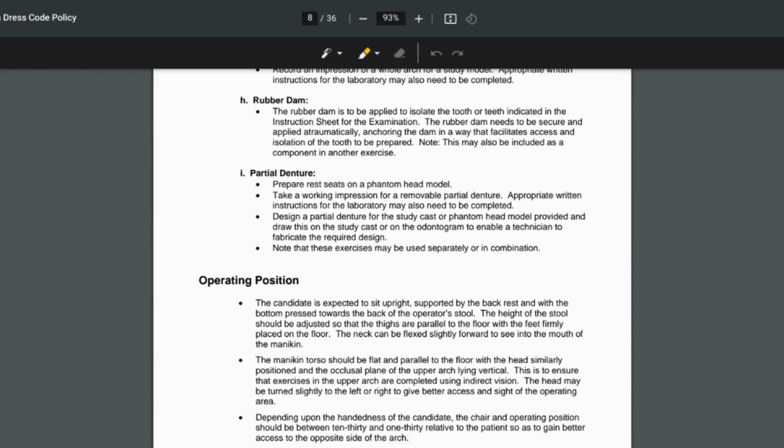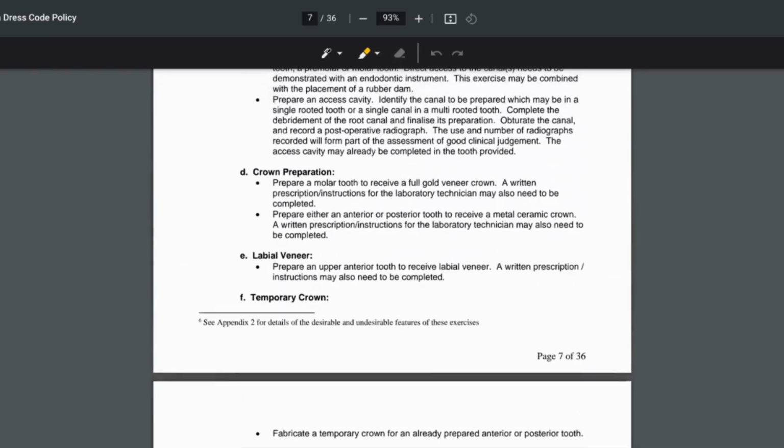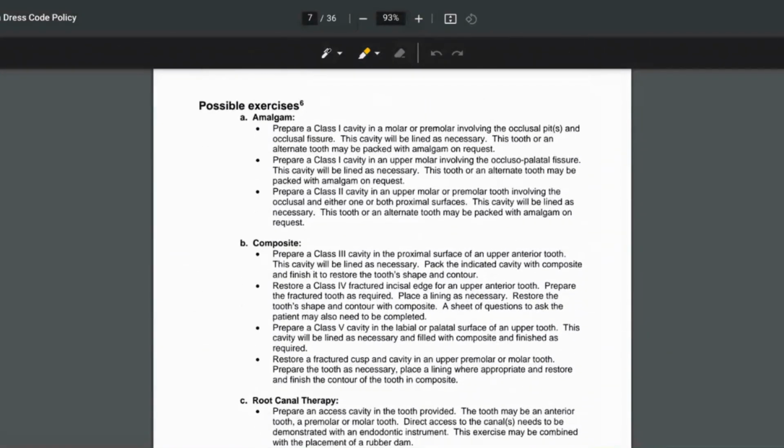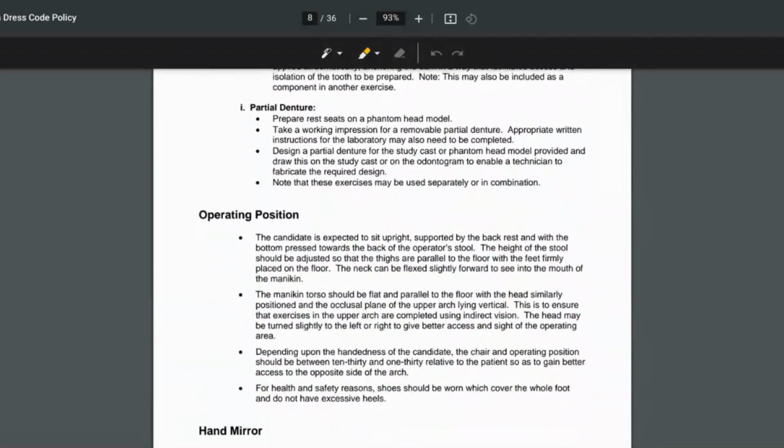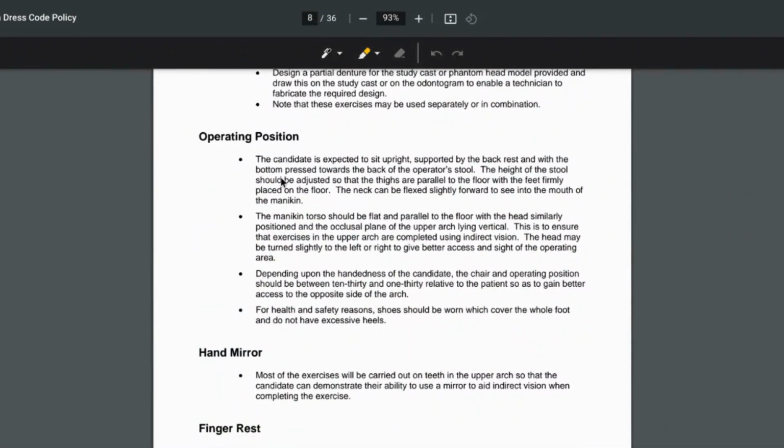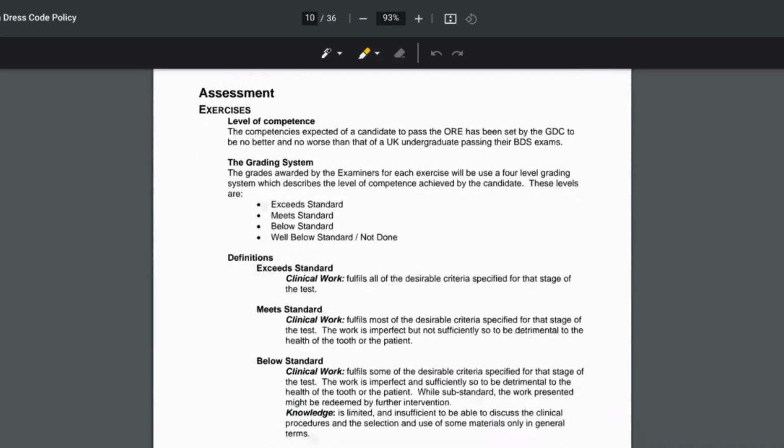You should sit upright. They have written everything here. Read each line of it, and I'm sure most of you must be following this, but if not, just go back to it, read it, and practice with this position. Hand mirror, finger rest, infection control, all these are very, very important things, and they are related to patient safety, and these are taken very seriously here in the UK.